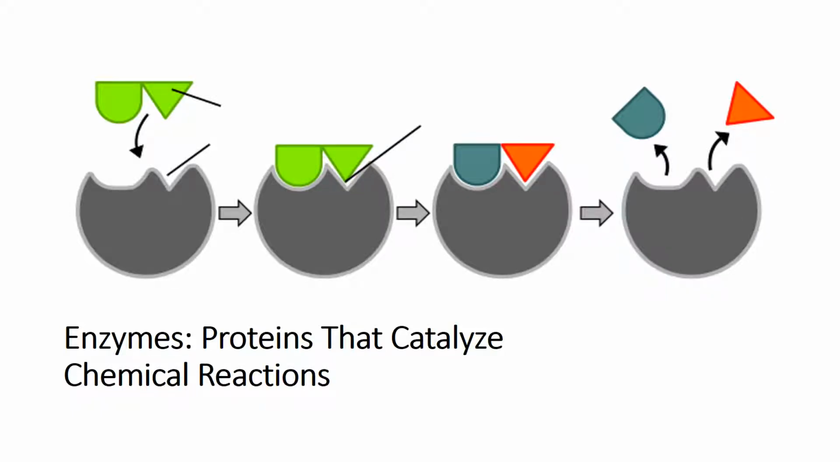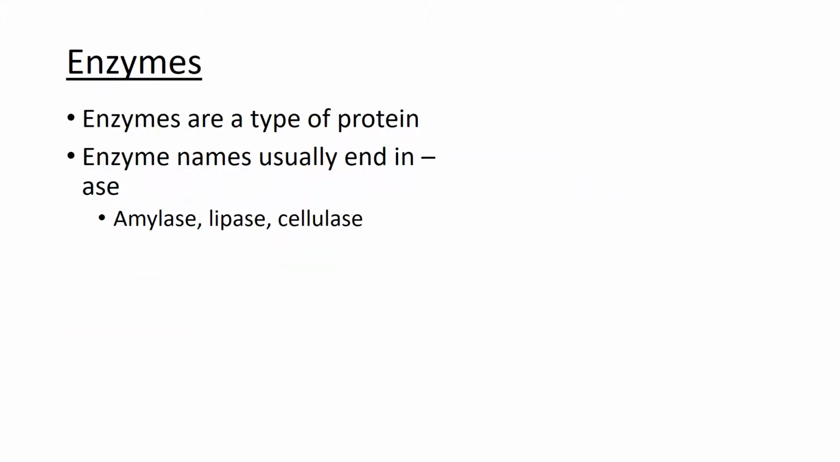This lesson is about enzymes, and enzymes are proteins that catalyze chemical reactions. In this image, the gray represents an enzyme, and the green represents a molecule that binds to the enzyme. And by the end of the chemical reaction, the green molecule has been broken down into two smaller molecules. Enzymes are a type of protein, and enzyme names usually end in "ase," the suffix -ase.